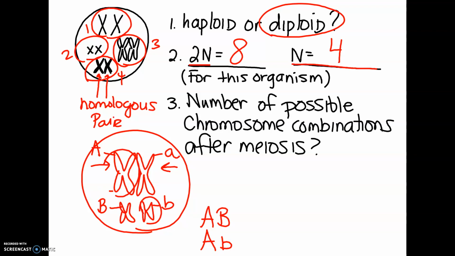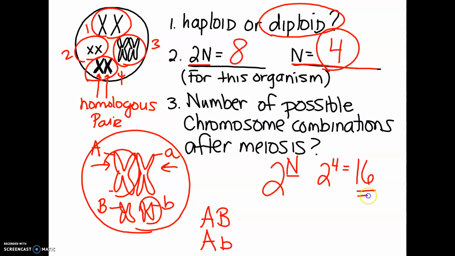You can calculate how many possible combinations there are. The formula you need to memorize is 2 to the power of N, N being the haploid number. For this cell we were just working with, we said that N was 4. So the number of possible combinations would be 2 to the 4th, or 16 possible combinations of chromosomes in each gamete. That's how you do those problems.